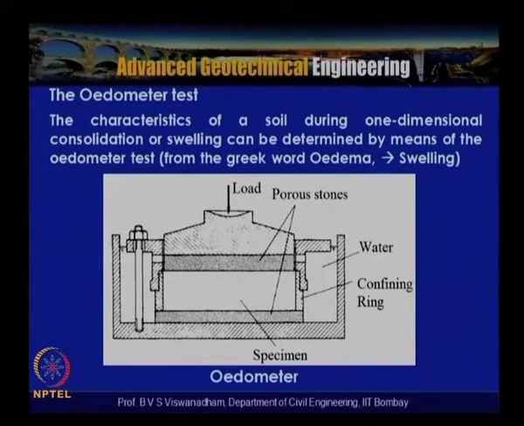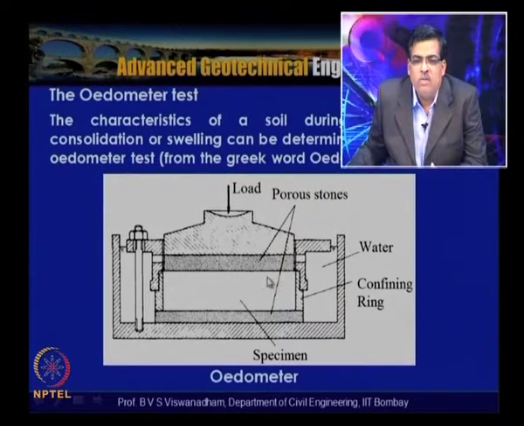The oedometer test or consolidometer test is used for getting the compressibility characteristics or consolidation characteristics of soil samples in remolded state or in undisturbed state. Generally the samples have porous stones here, and the pore water pressure increase at the porous stone is 0, which is similar to the open layers at top and bottom, and this is the moving loading plate.